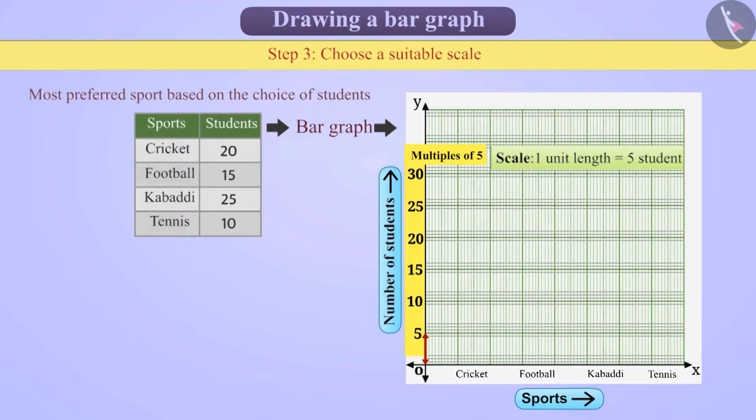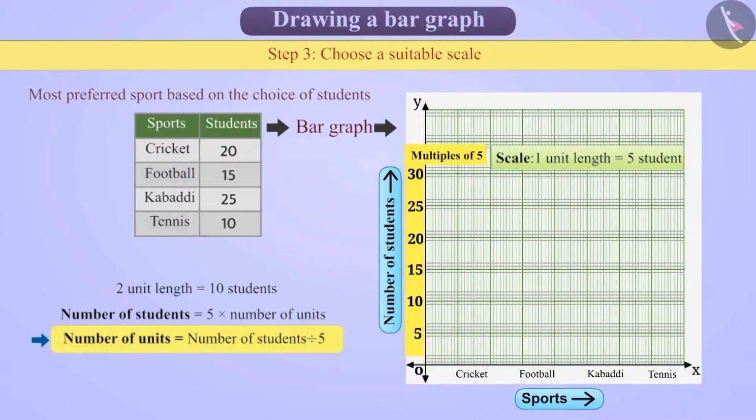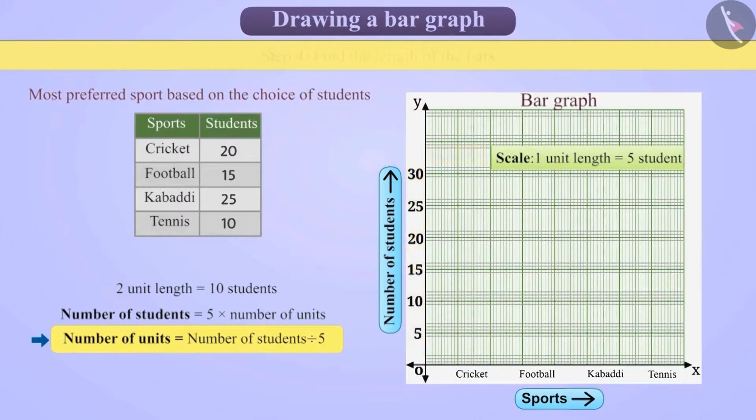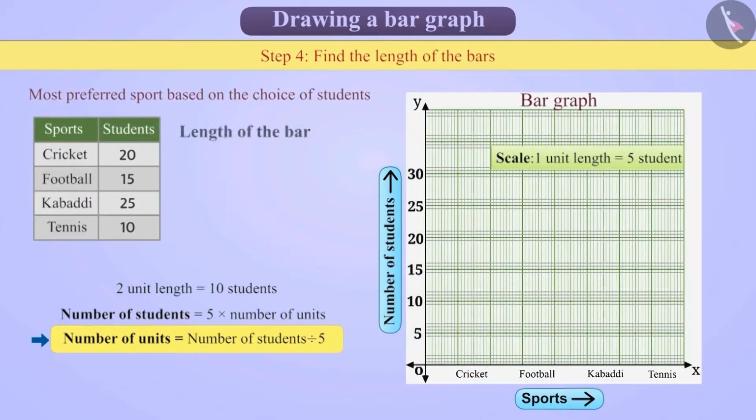The length of 2 units represents 10 students. Therefore, the number of students can be calculated by 5 multiplied by the number of units. With this, we can also find the number of units by dividing the number of students by 5, which is the length of the bar. Step 4. So, let's find the length of the bars.